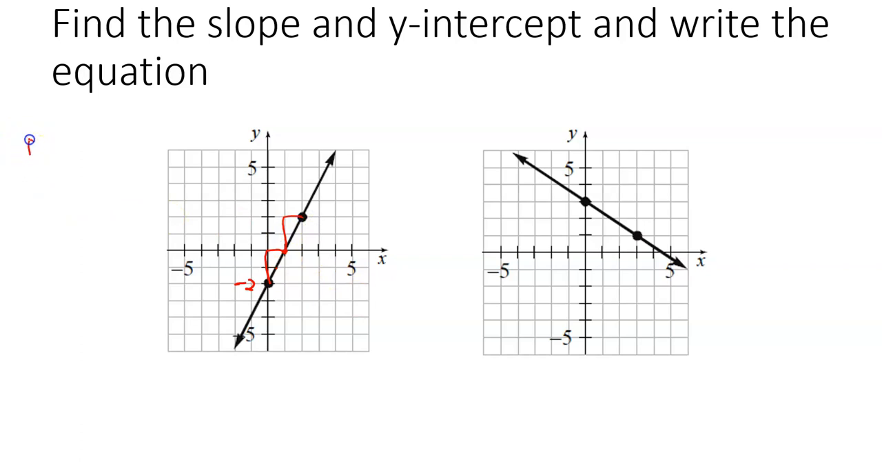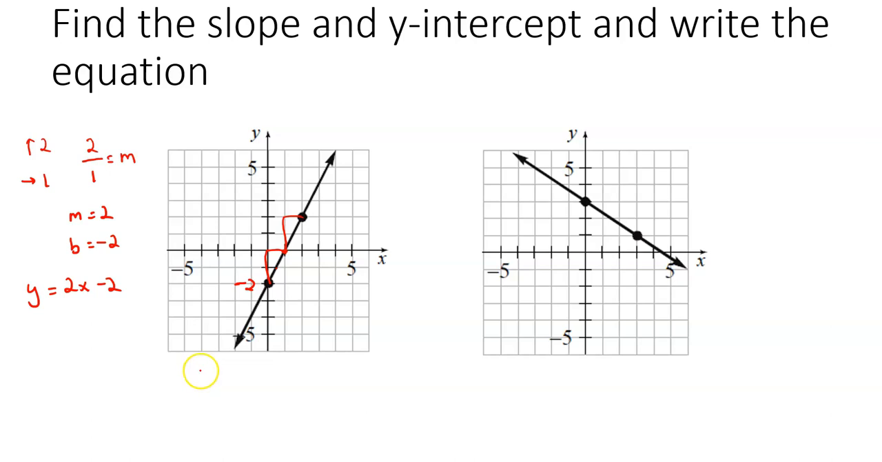So it looks like going up 2 and right 1 is my slope. Well, remember, slope is change in y over change in x. So I'm going 2 in the positive y direction, 1 in the positive x direction. My slope is 2. My y-intercept is -2. And so if I use y equals mx plus b, y equals 2x minus 2.